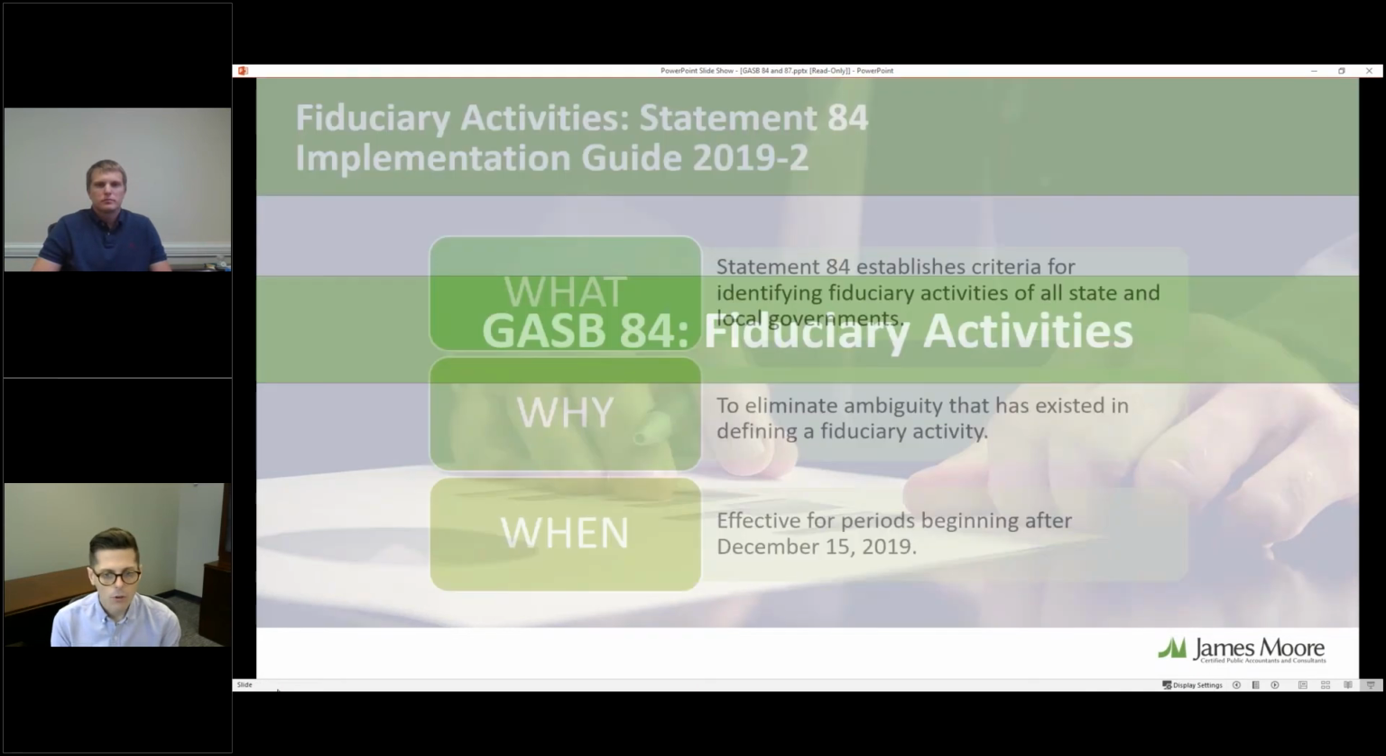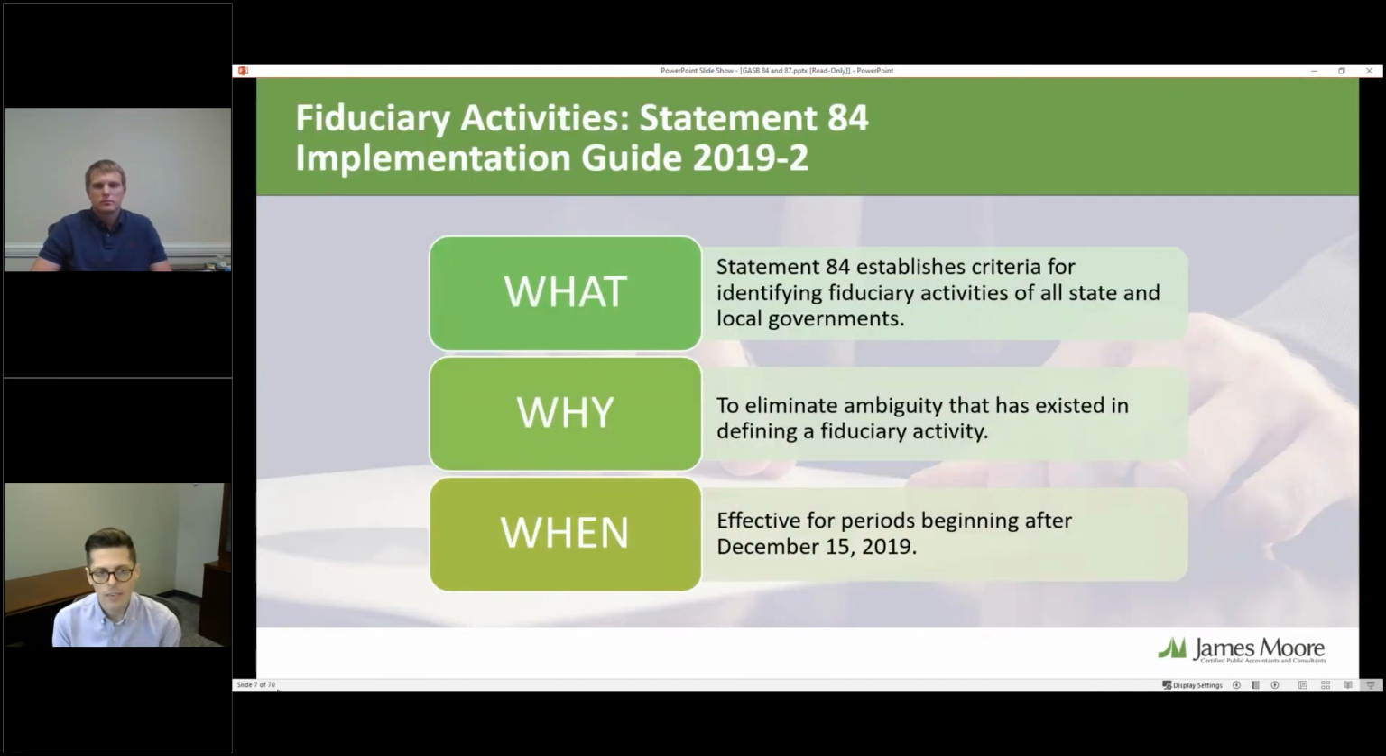So GASB 84, Fiduciary Activities. What it is, it's a standard that's going to require us to identify fiduciary activities of state and local government entities, and it's going to provide that criteria for us. The goal was to eliminate ambiguity that has existed in defining a fiduciary activity. Some of our entities on here that are of a higher ed nature will know that in the past they've shown some activities that may now be required to be shown in fiduciary statements as liabilities on their financial statements. And so that's some of that ambiguity that has existed, is just the application of what is or isn't fiduciary.